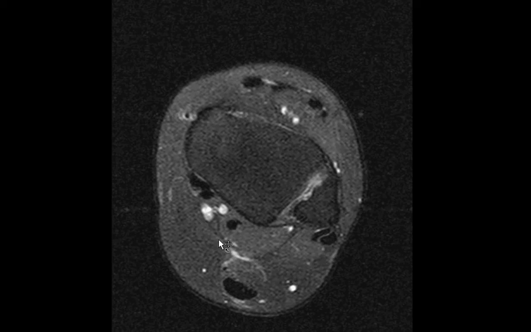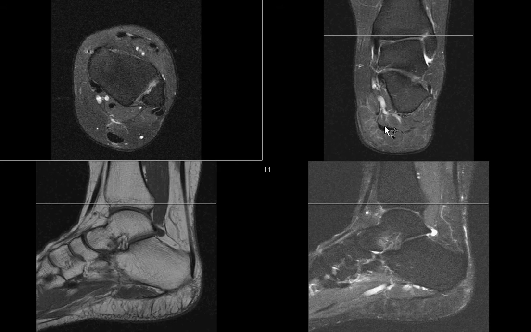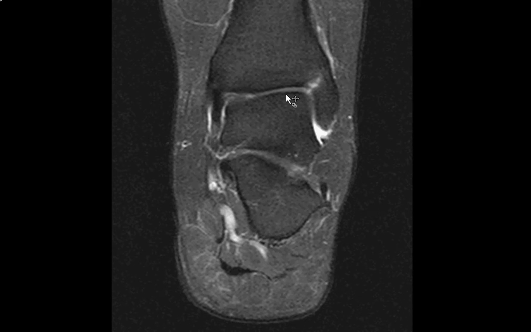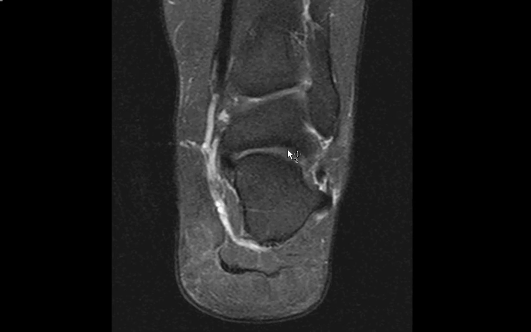But when I was looking at the other imaging planes, for instance the coronal plane, when I was scrolling through, I noticed that I see this part of the joint, but not the whole joint at one time, and now I see this part of the joint, but not this part of the joint, and it suggested to me that maybe we're not in the right plane.